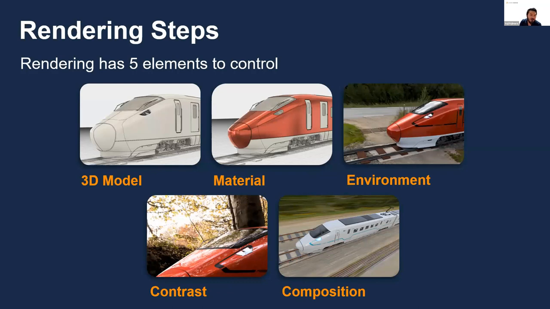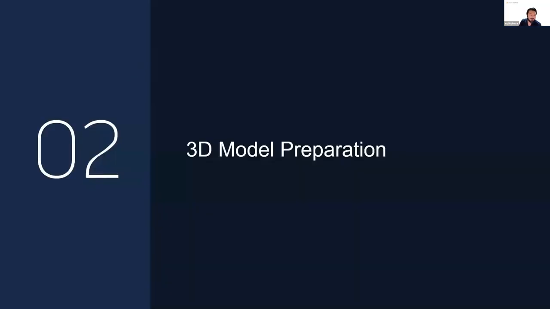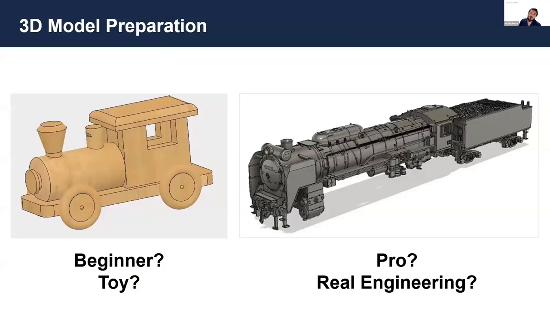So I'm starting from 3D model preparation. Left and right, it's a locomotive, an old school train. Obviously the one on the left, you might feel that it's almost toy-ish, and the one on the right looks like a professional engineer modeled it. The difference is clear, right? Details, how realistic the data is built, really reflect on the rendering quality, because being realistic on the 3D model itself is also going to give you a realistic rendering.